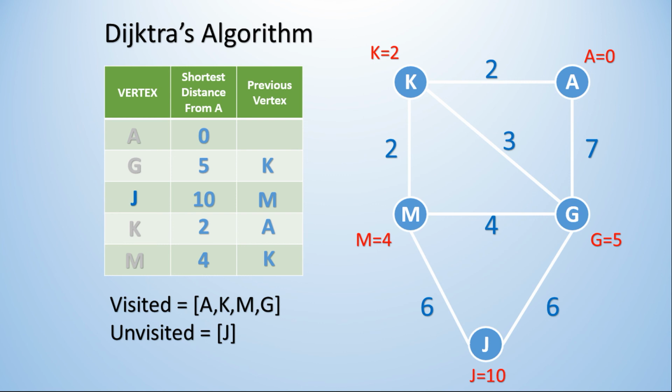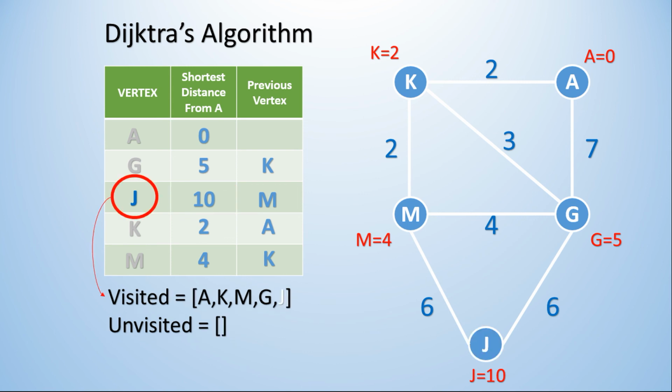Visit the unvisited vertex with the smallest known distance from the starting vertex. This time around, it's vertex J. For the current vertex, examine its unvisited neighbors. We are currently visiting J and it has no unvisited neighbors. There's nothing to do, so we add the current vertex to the list of visited vertices. There are no vertices left to visit, so our table of information is now complete.